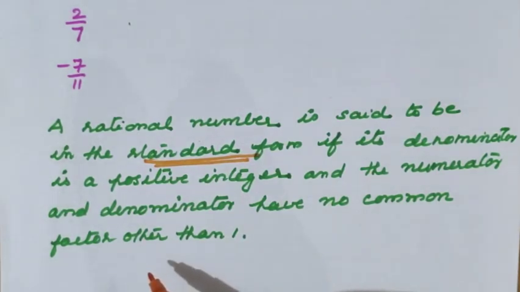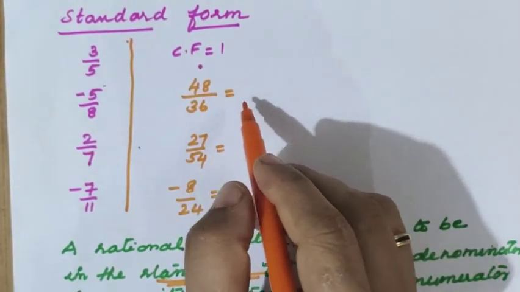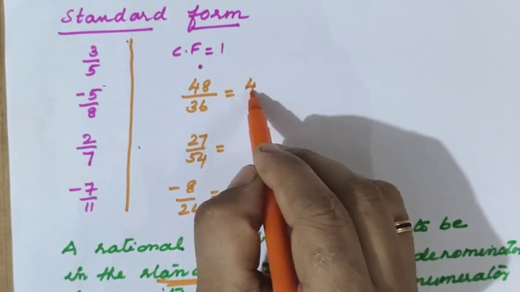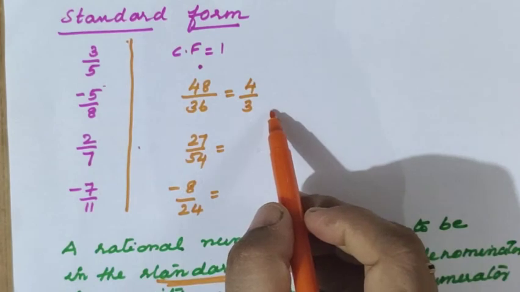This is the definition. Now let us see the examples. 48 by 36, 12 is common in this one, and simplified it is 4 by 3, right? So we have reduced it into its lowest form.